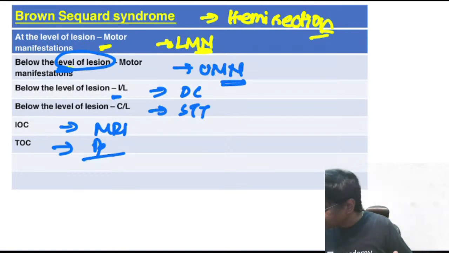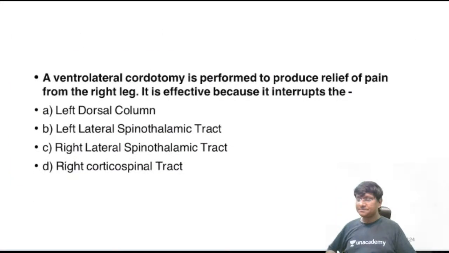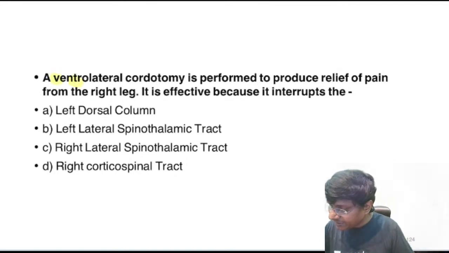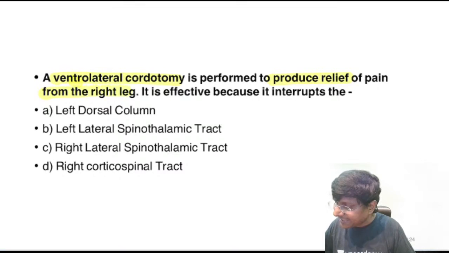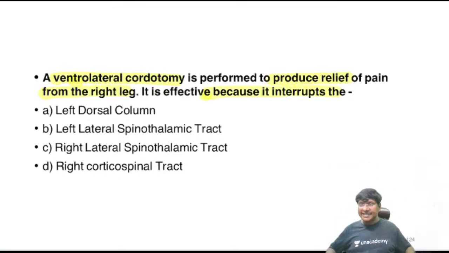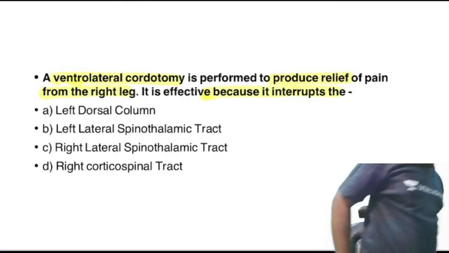Now I will show you a question on the same. Please answer this. A ventrolateral cordotomy is performed to produce relief of pain from the right leg. It is effective because it interrupts. Please answer this question.